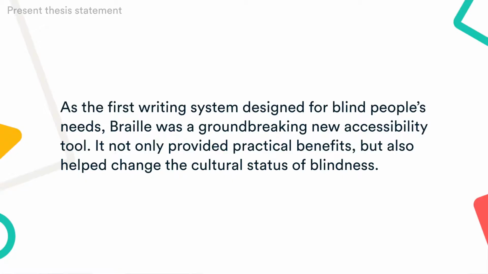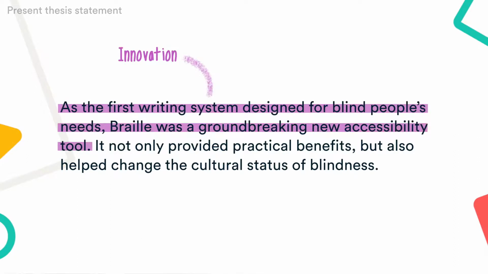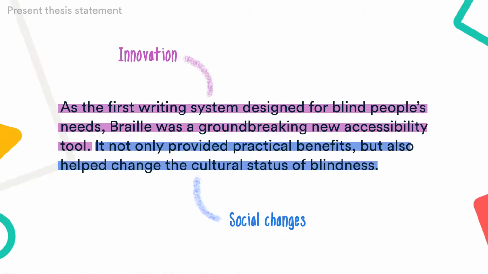So the main point of our essay is to show why Braille was such an important invention. The thesis statement sums up the 2 stages of our argument: the innovation of a writing system made for blind people and the social changes it facilitated.